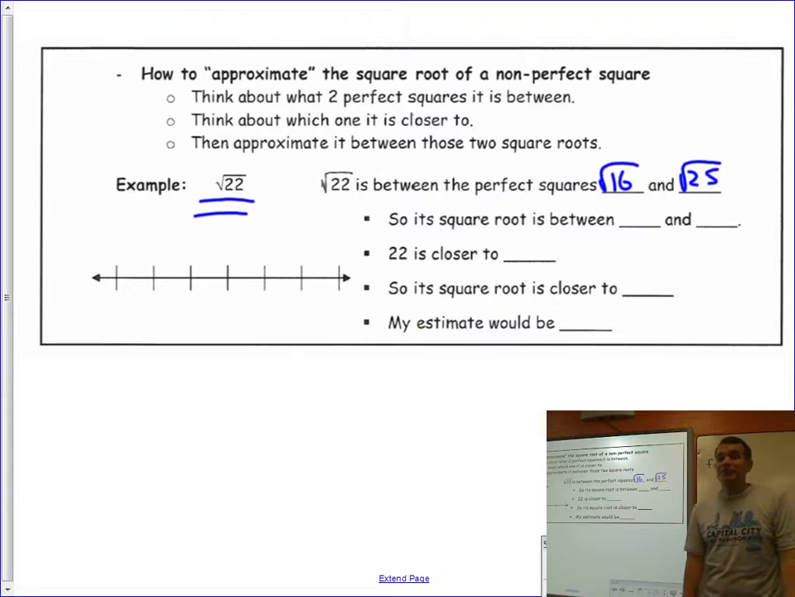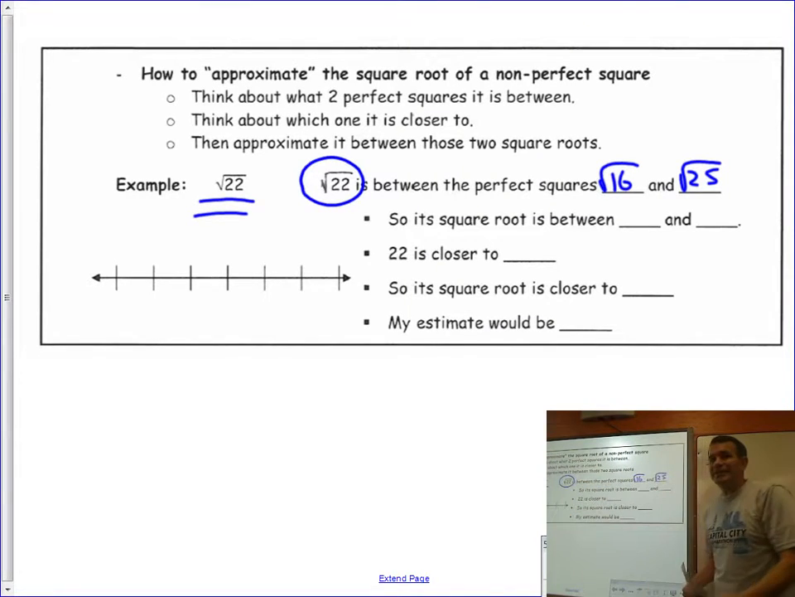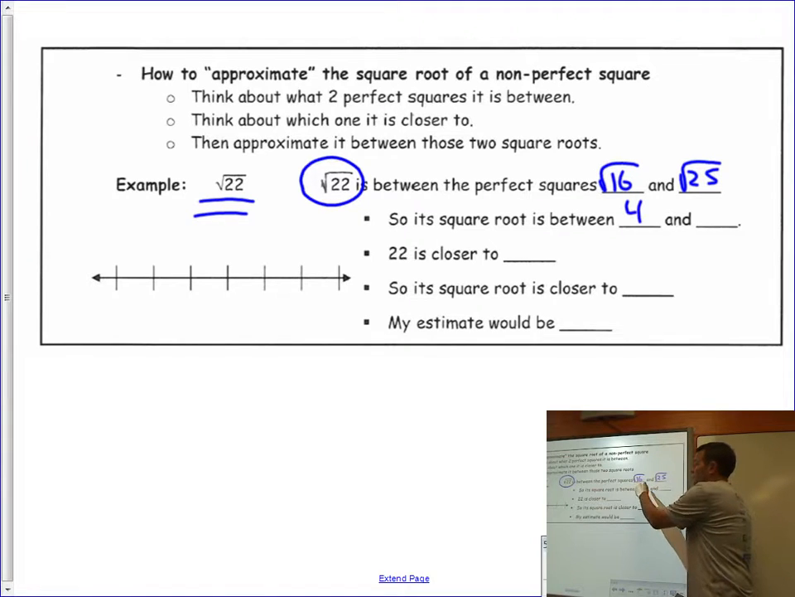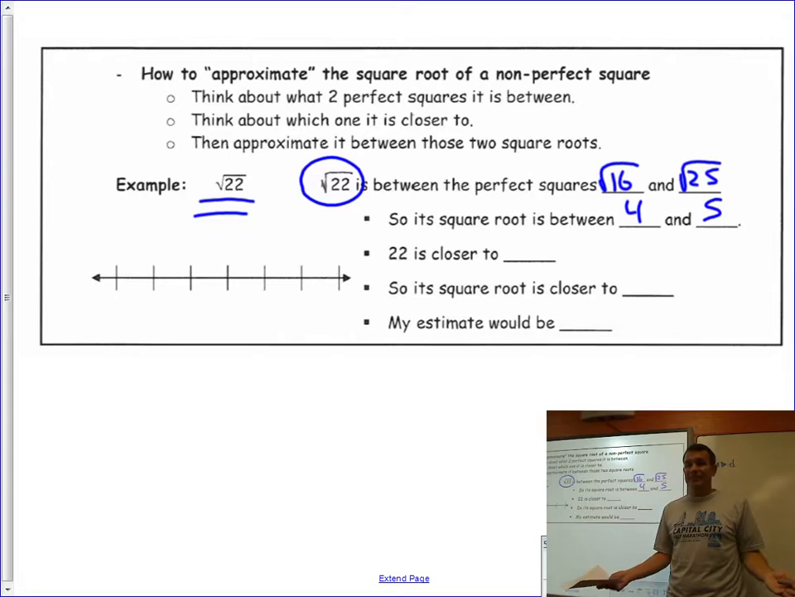Well, it's between the square root of 16 and the square root of 25. So the square root of 22 is going to be between the square roots of 16 and 25. So its square root will be between 4 and 5. That's a pretty good estimate already. I know that the square root of 22 is more than 4, but less than 5.